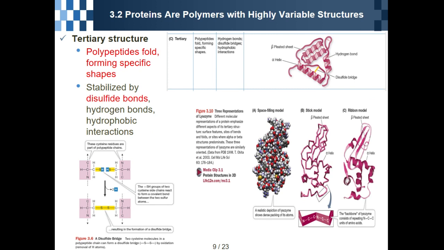Tertiary structure means that they form a specific shape like this, composed of alpha helices and beta strands. They make this kind of shape, and this kind of shape. The shape is like this.